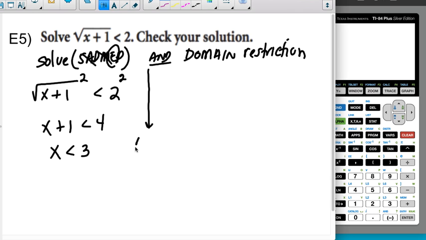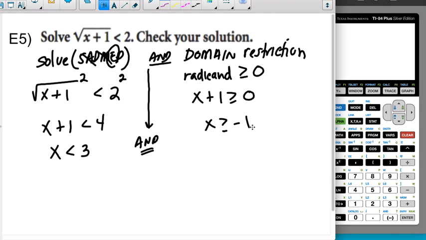But there's another thing at play here, which is that we have to be careful about what we put inside of an even root. So we know that the radicand, which is the thing inside the root, has to be greater than or equal to 0. So that means x plus 1 is greater than or equal to 0. X is greater than or equal to negative 1.